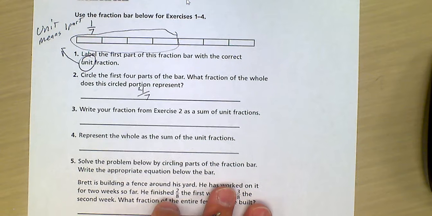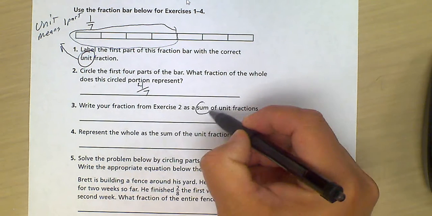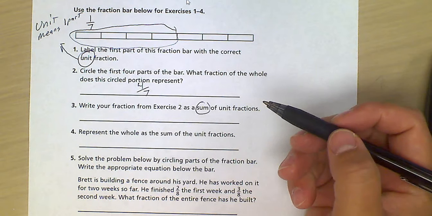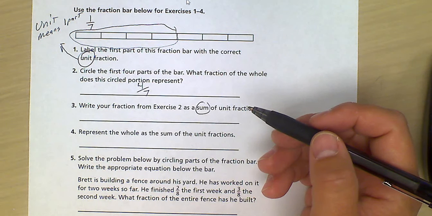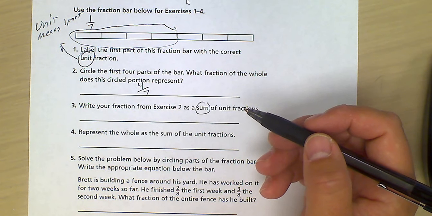All right, number 3, it says write your fraction from exercise 2 as the sum of unit fractions. All right, what is a unit fraction again? A single fraction. A single one, a single part, right? So if I want to write the sum, let's circle the word sum also. What does sum mean? The answer to what kind of problem? A math problem. You're going to have to be more specific than that. What kind of math problem? Multiplication. No, that's product.